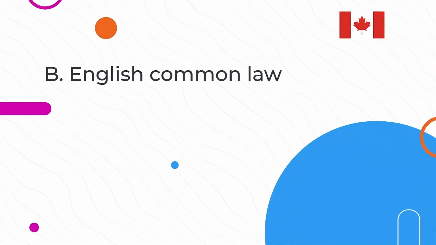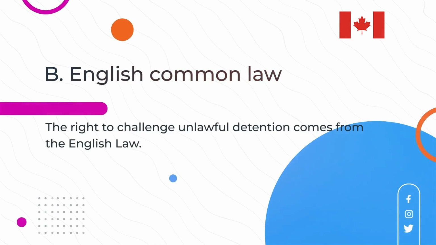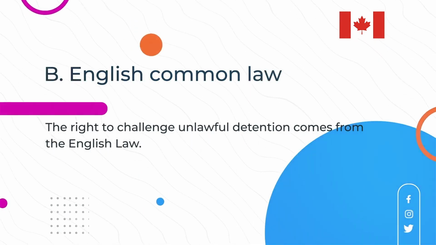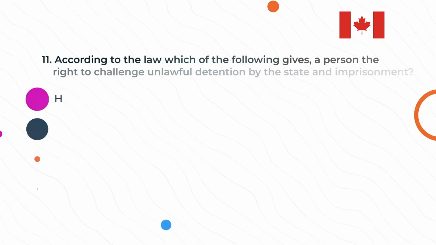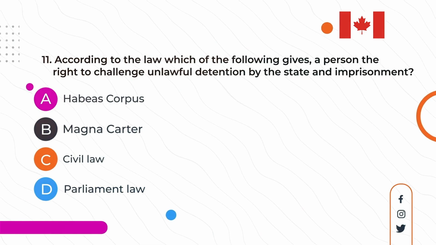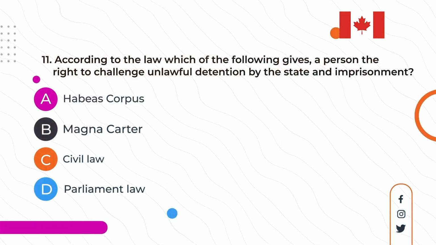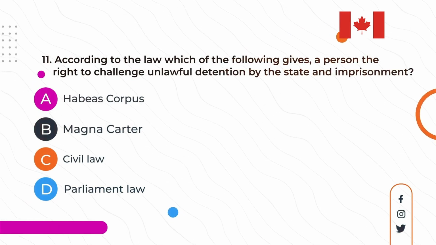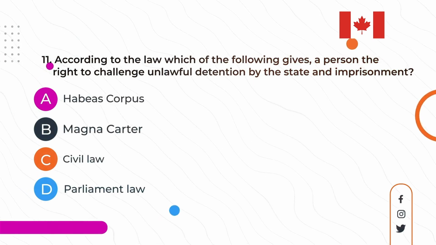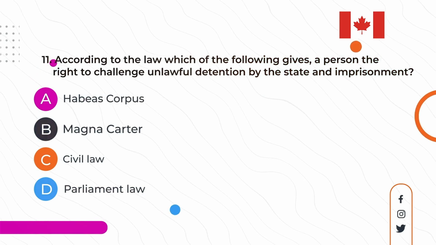Answer: B. English common law. The right to challenge unlawful detention comes from the English law. Number 11. According to the law, which of the following gives a person the right to challenge unlawful detention by the state and imprisonment? A. Habeas corpus. B. Magna Carta. C. Civil law. D. Parliament law.